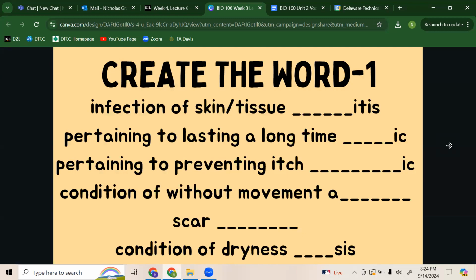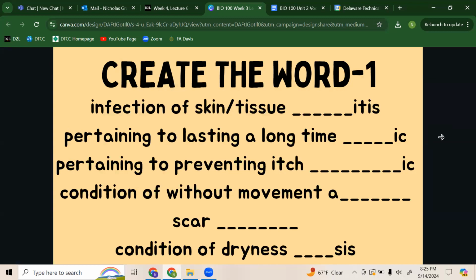All right, let's do a little bit more practicing. I gave you parts of the words here, so go ahead and see if you can fill in the remainder of the blanks. Okay, so infection of skin / tissue. So you could say dermatitis, you could say cutaneous. You could say fasciitis. There's a few answers that would work for that top blank.